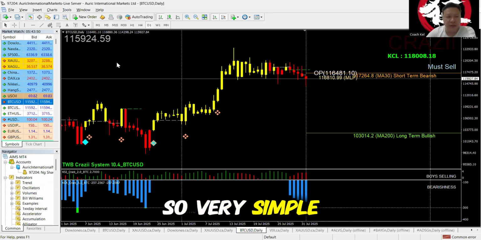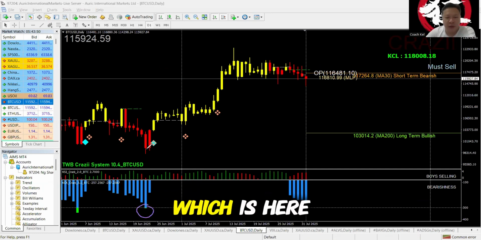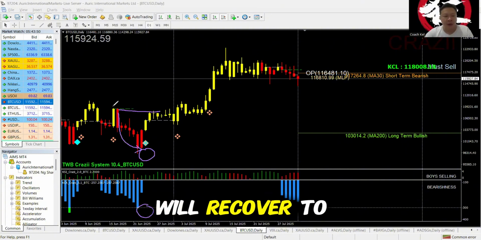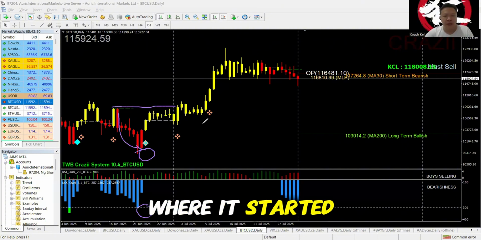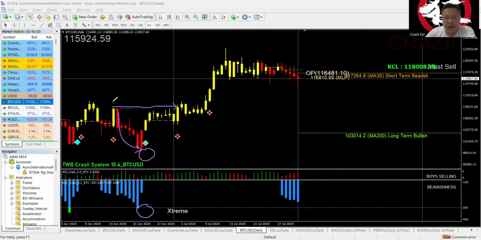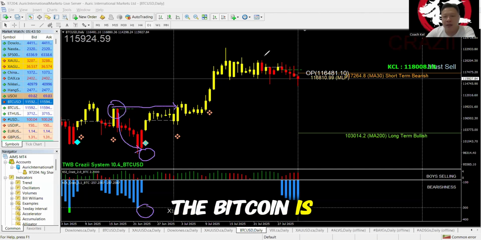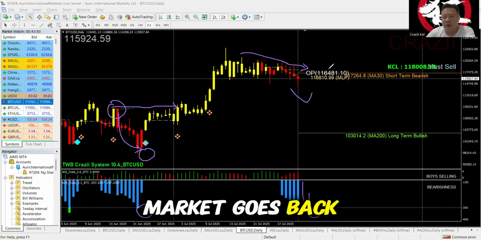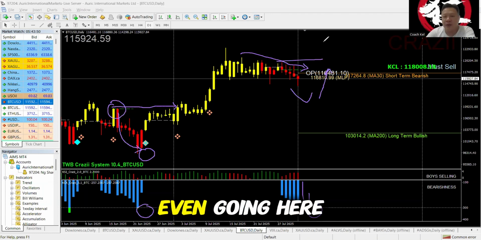Very simple. Let's try this again. You have the K6 blinking at the bottom, which is here. The market goes down. When the market recovers, you can see that it will recover to exactly where it started. So it's here. Where are we right now? The Bitcoin is still coming down, so wait for a while. Once the Bitcoin comes down to the low end, that's where the bottom is. After that, the market goes back up itself, it can be going here or even going here itself.